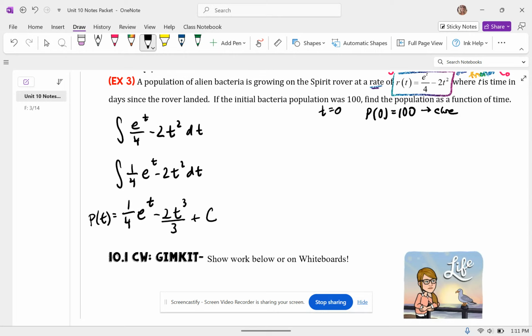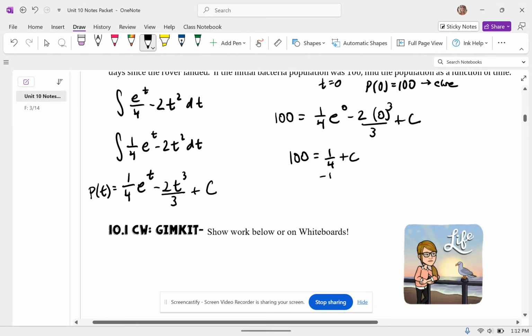Okay, so now I get to plug in the clue. All right, so what do we got here? Take it away, cowgirls and cowboys. What do we got? 400. 1/4 plus 2. No, 1/4 minus 2. What? No, it's a 0.